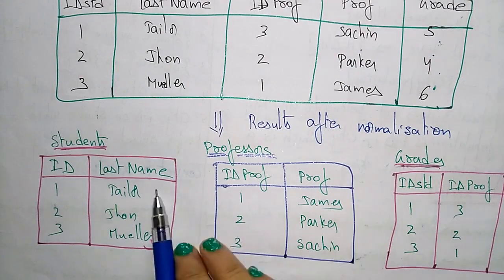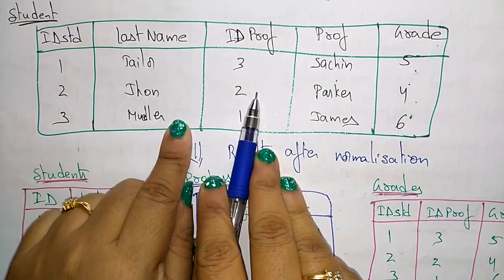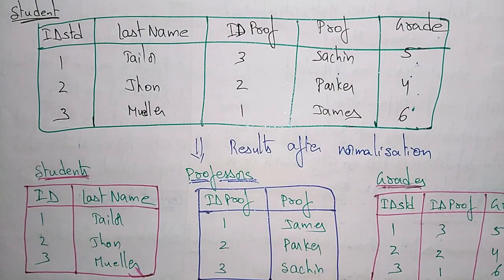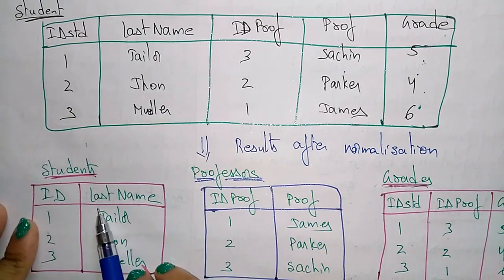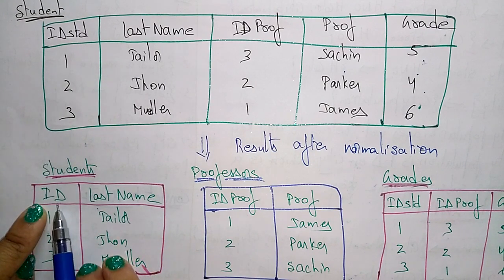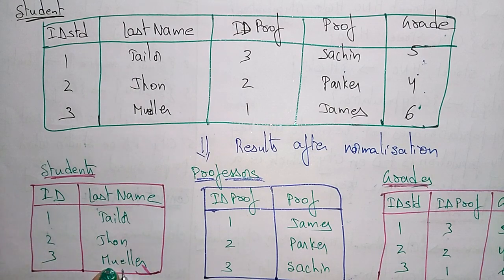So, the result after normalization: I decompose this table into 3 tables, each having consistent data relating to that table. First I take the student table, consisting of ID and last name: 1, 2, 3 and last name.